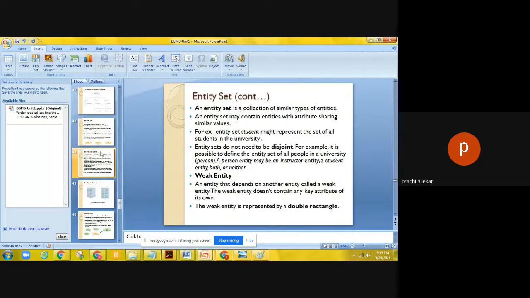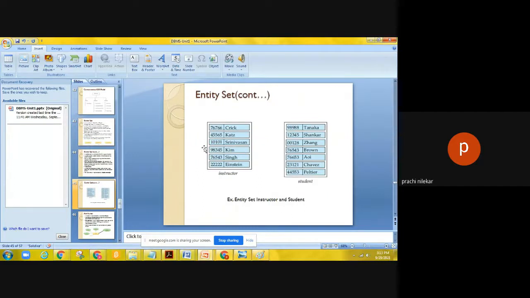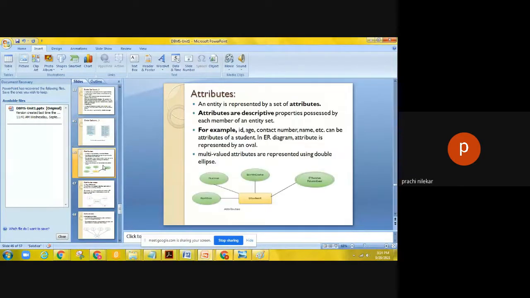See, these are examples of entity sets. Instructor as well as the student. These are the tables, that is nothing but the entity sets. We are on the point of the attributes. An entity is represented by a set of attributes. These are nothing but the properties which better describe our entity. For that purpose, we require the attributes.